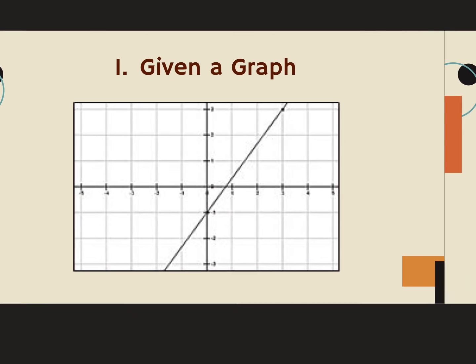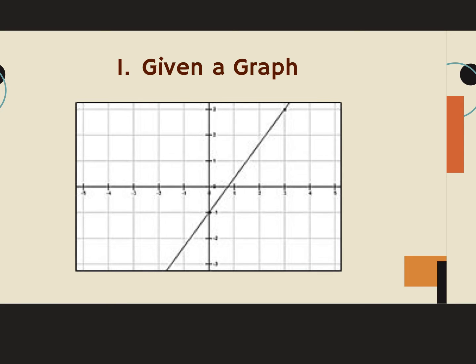All right, so when given a graph, if you want to write the equation given the graph, remember all of our equations are going to be in slope-intercept form, y equals mx plus b. The first thing I like to do is identify my y-intercept, because I can easily see where it crosses my y-axis. It crosses my y-axis at -1.